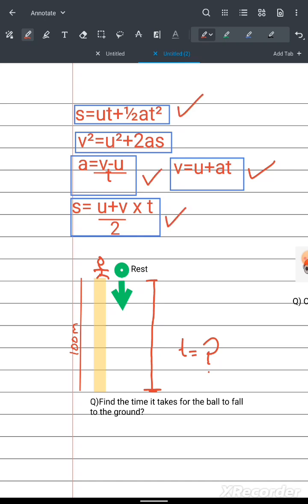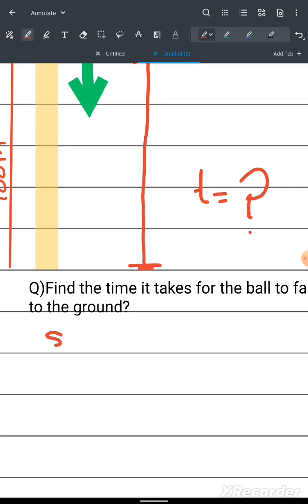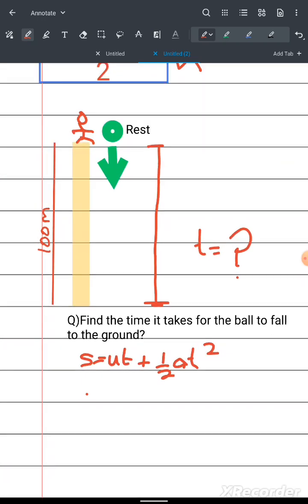This one is eliminated, right? What else? Do we have velocity? The final velocity? No. So this has v, final velocity. We'll cancel that out. This one and this one. That leaves us with only one formula, which is s equals ut plus half at square. So let's write that down. Half at square. Let's input the values.